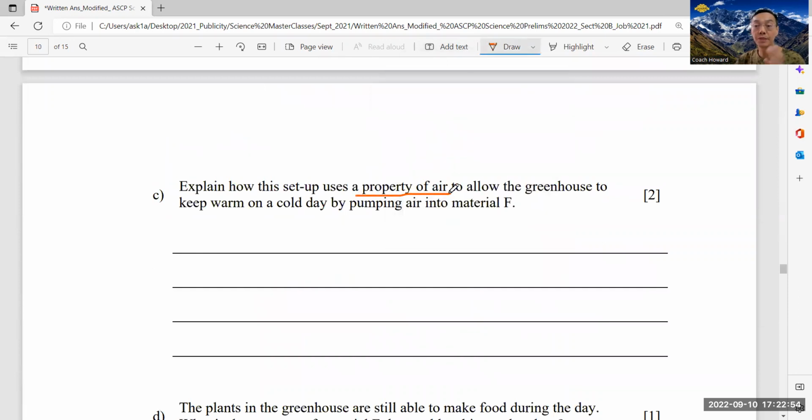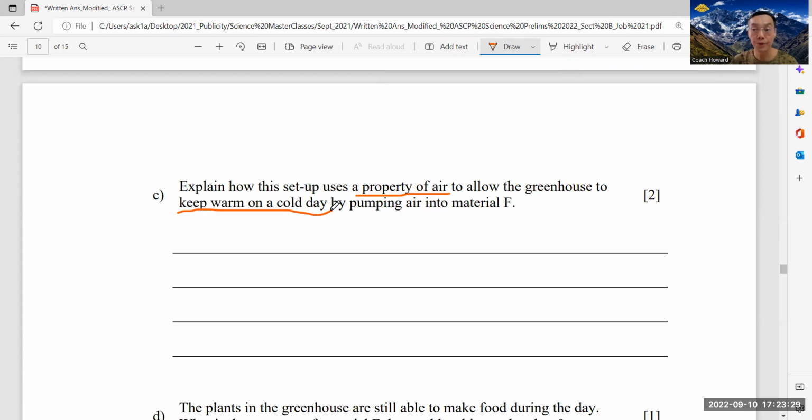So what is this property of air? The property is air is a poor conductor of heat. Okay. So your question, you should say, air is a poor conductor of heat. By pumping more air into the pocket, more heat can be trapped, thus reducing heat loss to the surrounding. Okay, because why heat loss? Because they give you a specific purpose. The specific purpose is to allow the greenhouse to keep warm on a cold day.